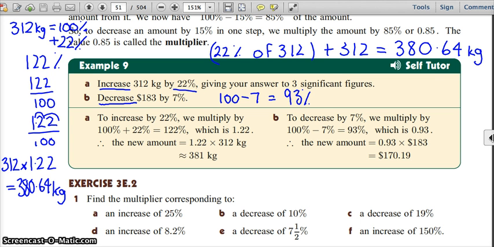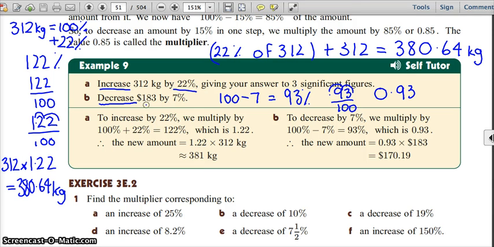Good try. 0.93. Always think about it. It's 93 over 100. We're moving that decimal place 2 places. You can do it on your calculator again if you want, 93 divided by 100, or just move the decimal place. The multiplier is 0.93.